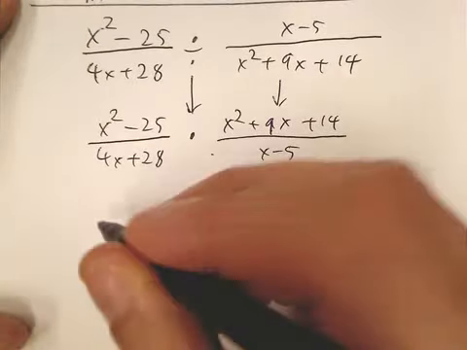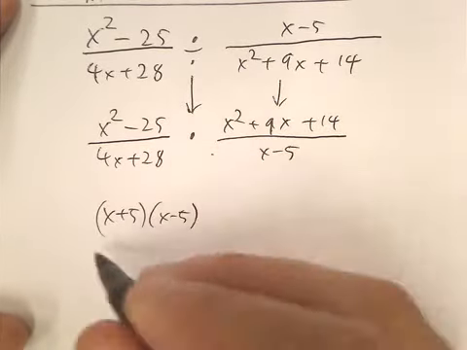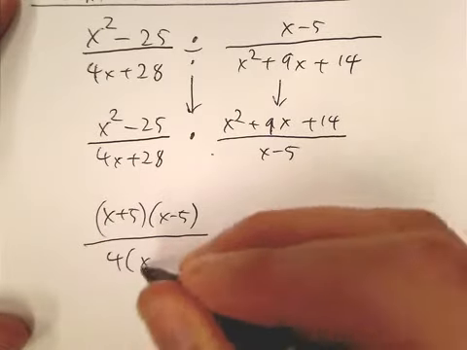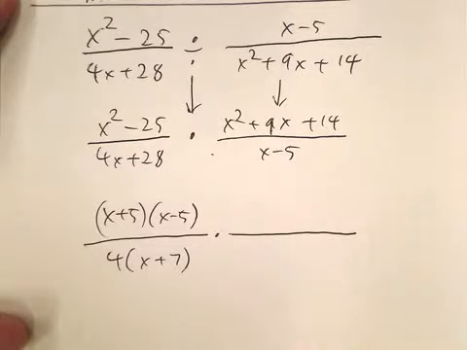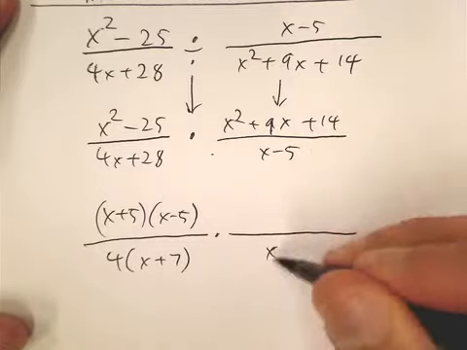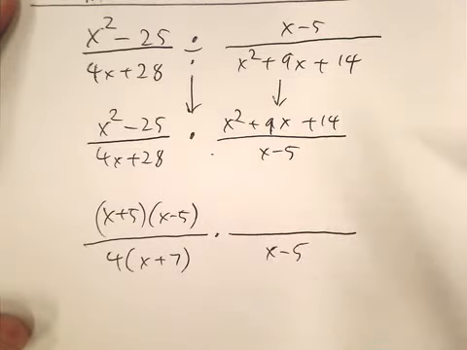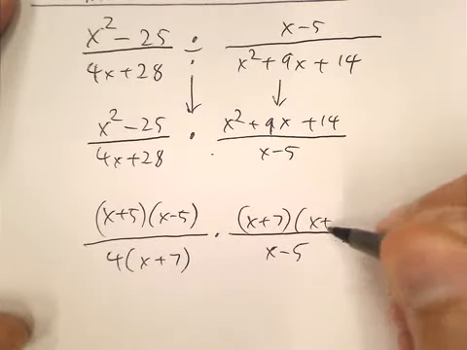So let's factor this out. That's x plus 5 and x minus 5. That's the difference of squares. Here on the bottom, the GCF is 4. So it's going to be x plus 7. Okay. Over here, that x minus 5, I'm just going to copy. And numbers that multiply to 14 and add to 9 are 7 and 2. X plus 7 and x plus 2.